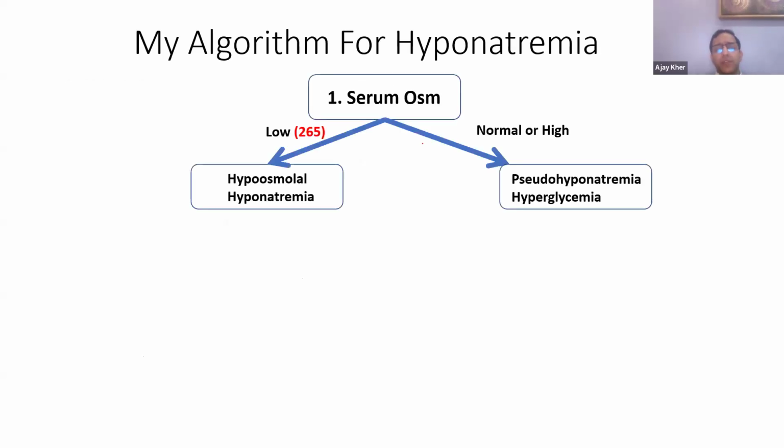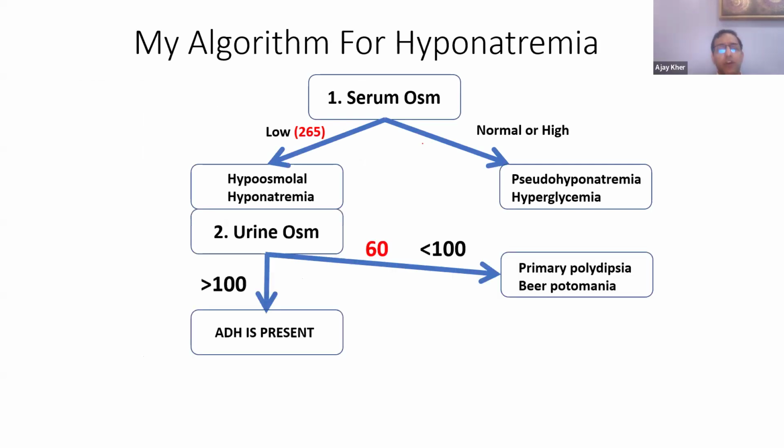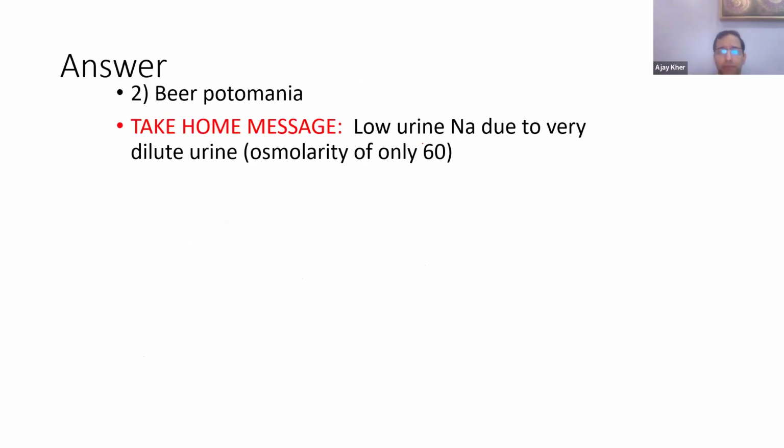So again, we'll go back to our algorithm, and the serum osmolarity is the same as last time, so 265. Urine osmolarity is this time low, so you know that this is someone whose brain is appropriately responding, ADH is appropriately shut down, and the kidneys are appropriately responding with a dilute urine. And so this is either primary polydipsia or beer potomania. This is an alcoholic. So you know that this is beer potomania.